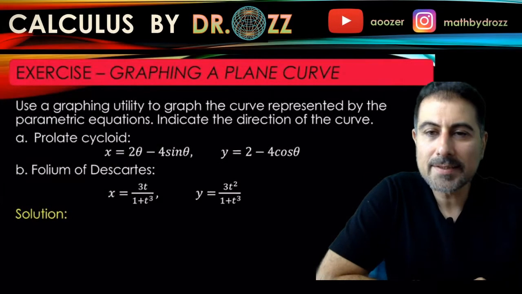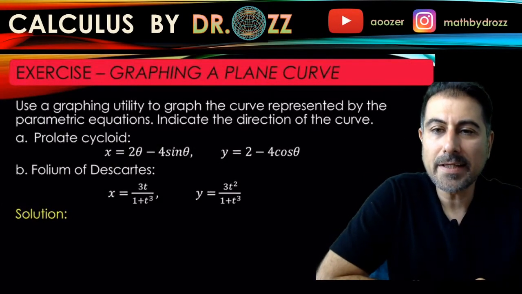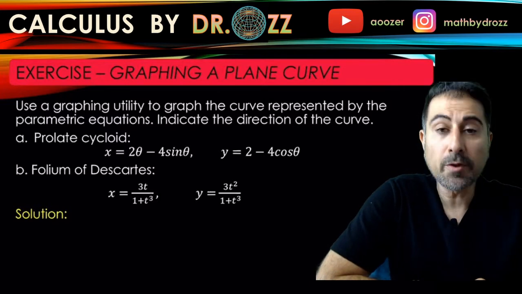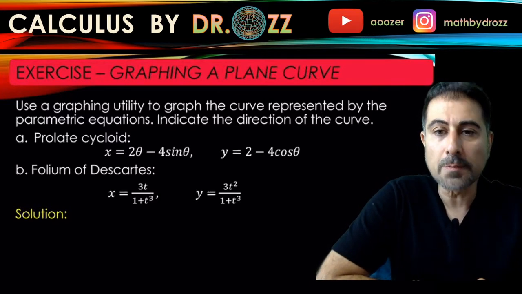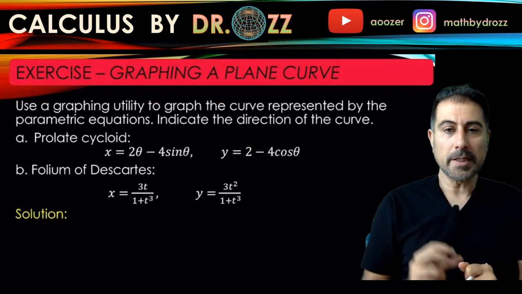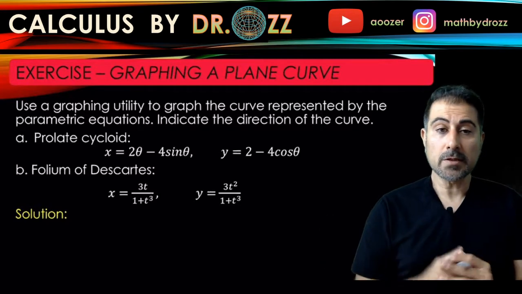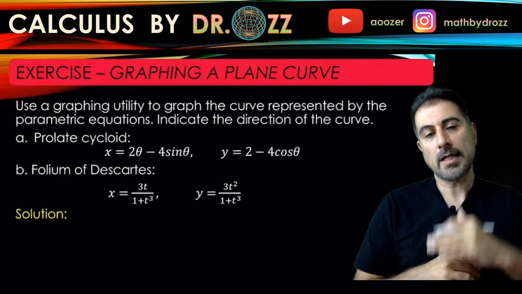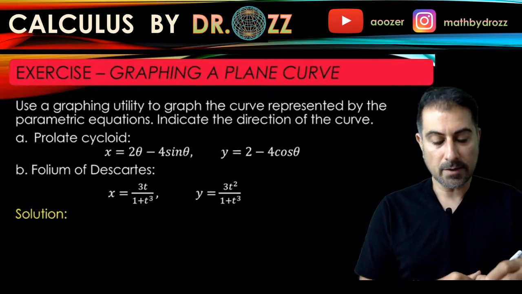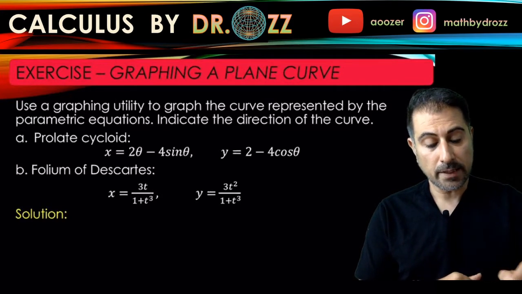All right, let's start with part A. We have the parametric equations provided for the prolate cycloid. And we don't know what that is at this moment, but we're following the strategy that we developed earlier, that we're going to have a table of sample values for, in this case, theta. Theta is the parameter, right?